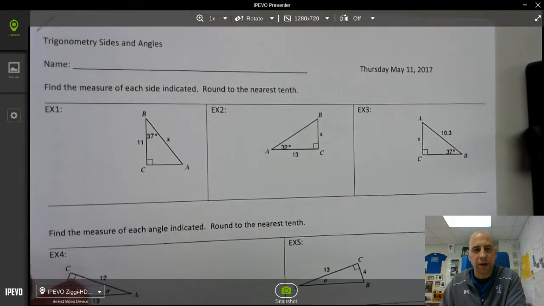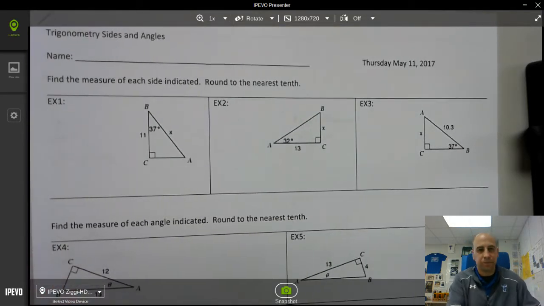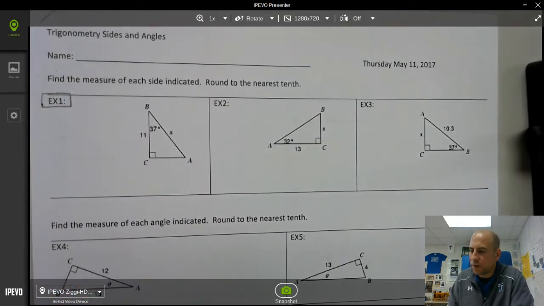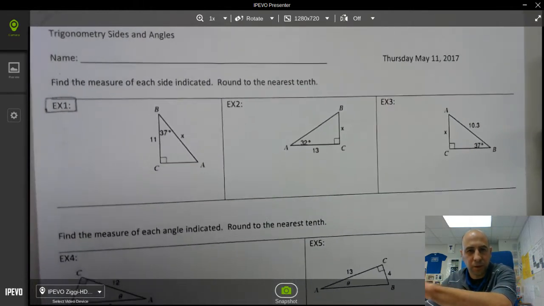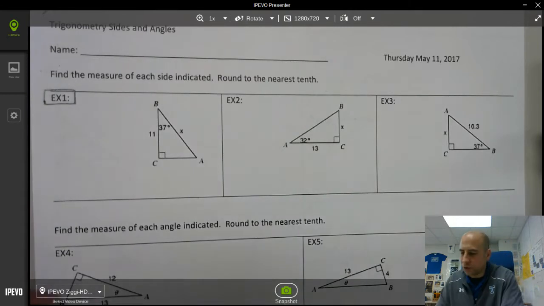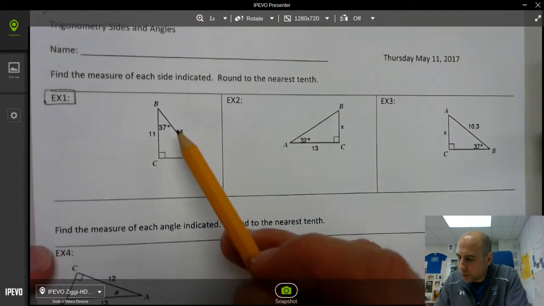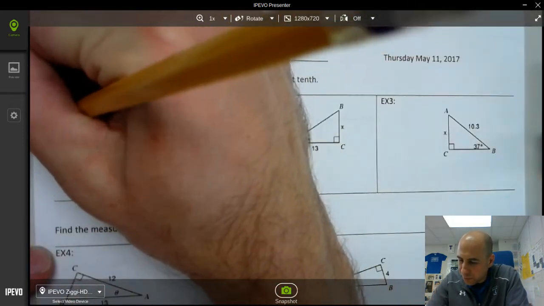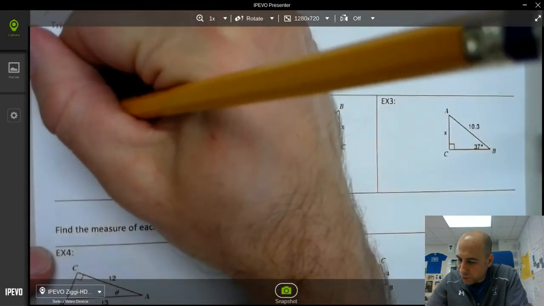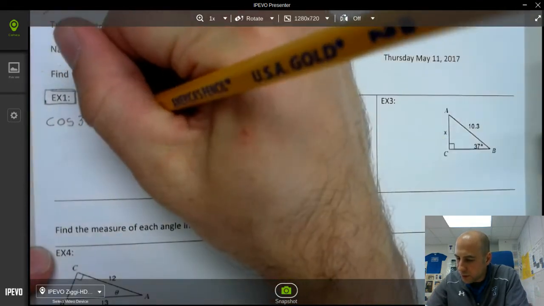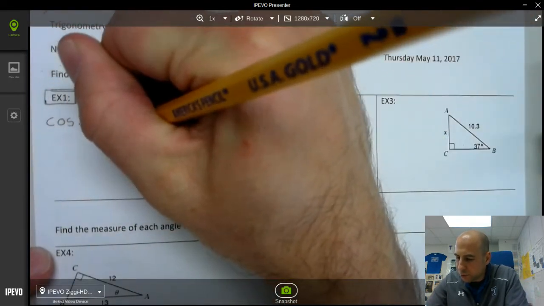Let's look at example number 1. It says, find the measure of each side indicated, round to the nearest tenth. Step 1 says to choose which trig ratio to use. To figure out which one we use, we look at what we have. We have the angle and we have the adjacent, so we're going to use cosine. So that's cosine of 37 degrees equals the adjacent, which is 11, divided by the hypotenuse, which is x.